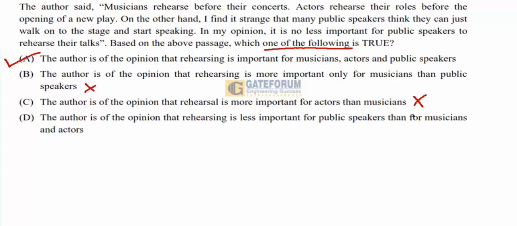That's wrong. The author is of the opinion that rehearsing is less important for public speakers than for musicians and actors. Well, it has been said, in my opinion, it is no less important for public speakers to rehearse. No less important means it is very important. So this is absolutely the opposite thing, hence this is wrong. So our first statement stands as the true one.